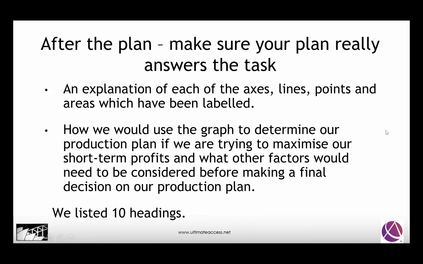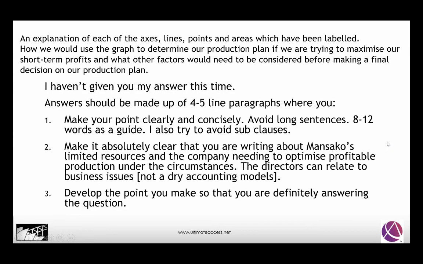After the plan, we make sure that our plan really answers the task. They want an explanation of each of the axes, and how would we use the graph to determine our production plan to try to maximise our short-term profits, and the other factors that need to be considered. We've listed 10 headings. That's plenty, because when we're looking at this, we're looking for enough to give us 64%, and that would only need 8 paragraphs. So we would have to write pretty fast to complete all 10 headings. So we give ourselves a tick, and then we can move on and we start to write up the paragraphs.